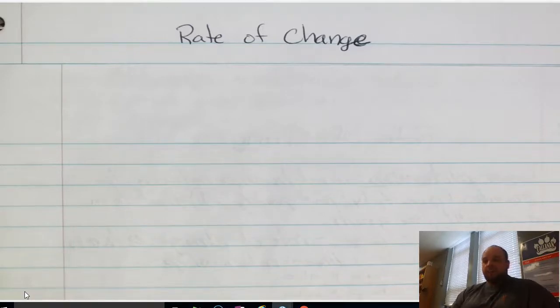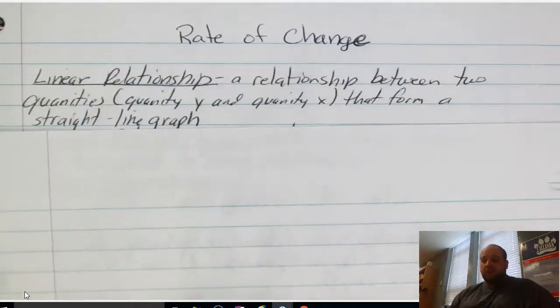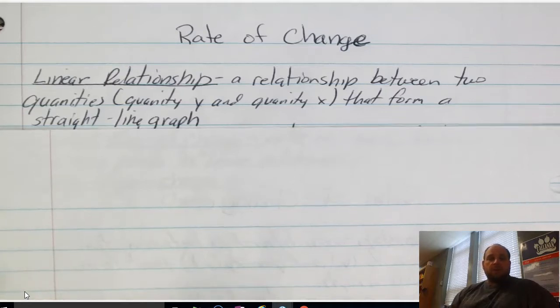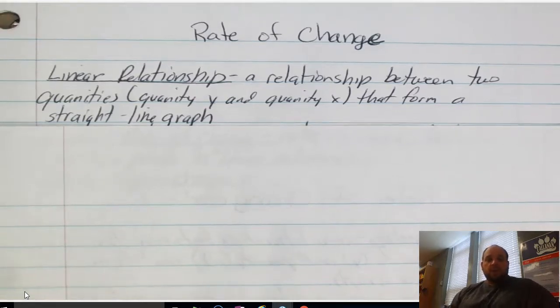All right, so first, before we go ahead and look at some tables, let's look at some vocabulary words. The first vocabulary word that I'm going to look at is linear relationship. A linear relationship is a relationship between two quantities, quantity y and quantity x, found on a table or on a graph, that form a straight line graph, okay? Our quantities y and x are going to be on tables today, and we're going to identify the y and x values, and they would lead into forming a straight line graph and what would make them a linear relationship.